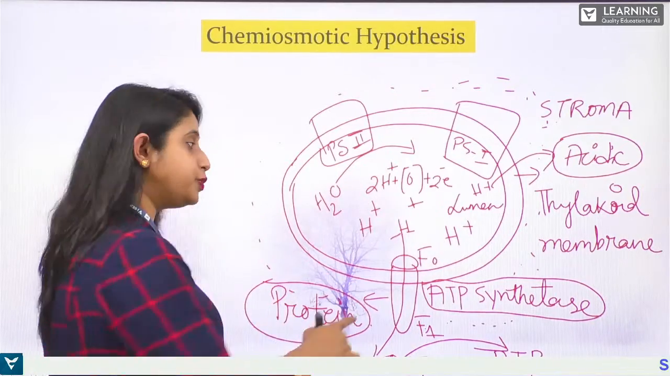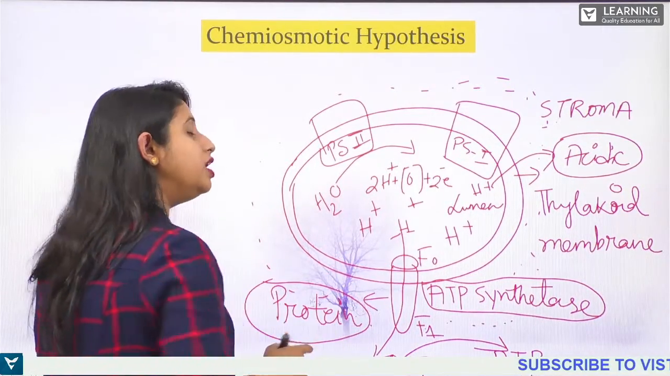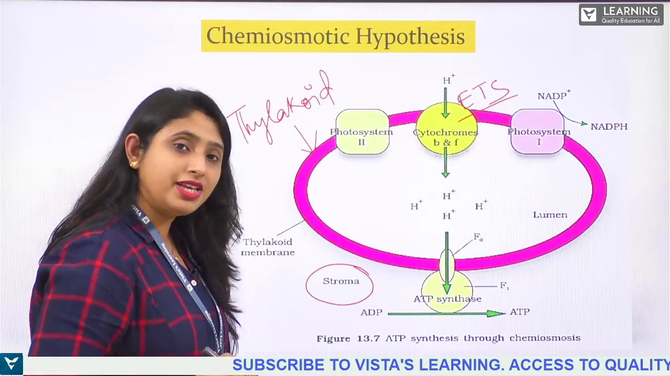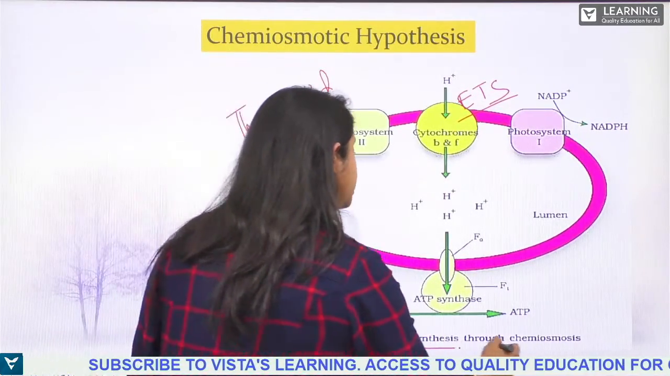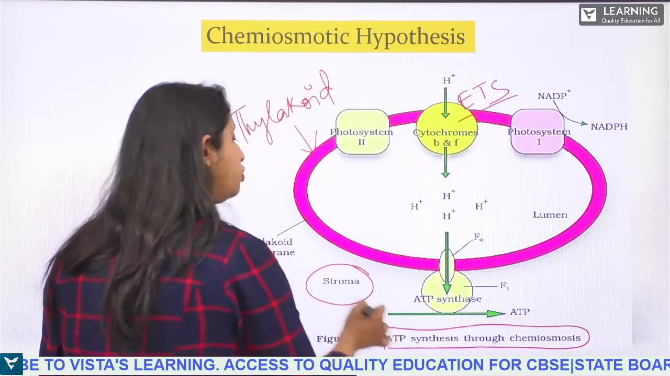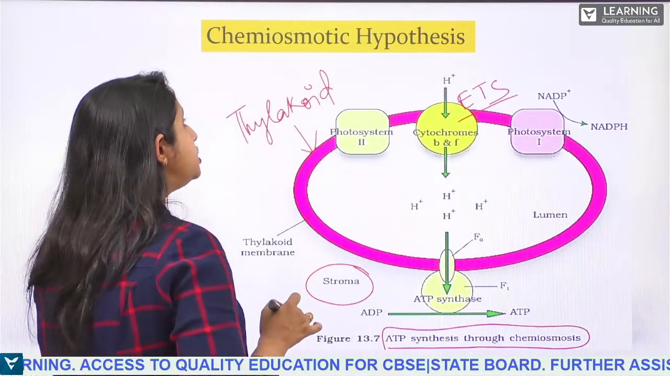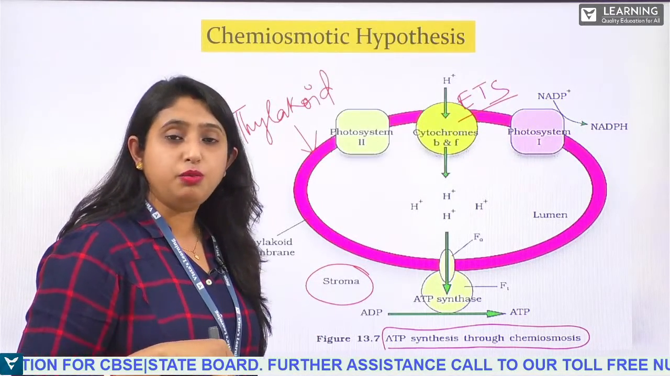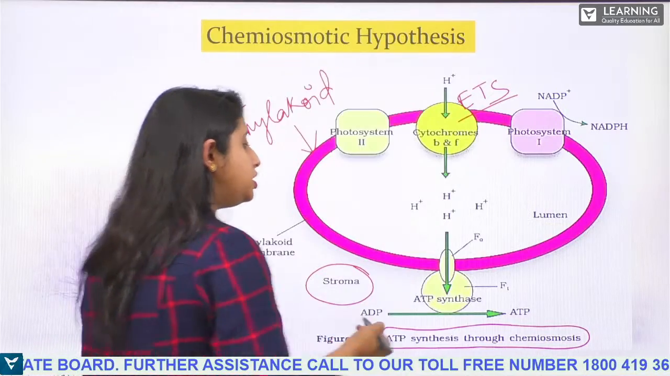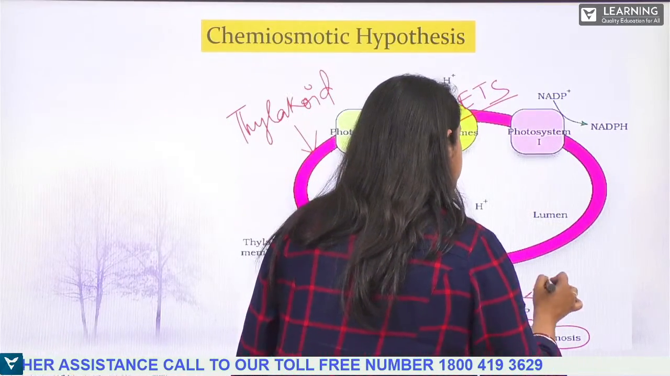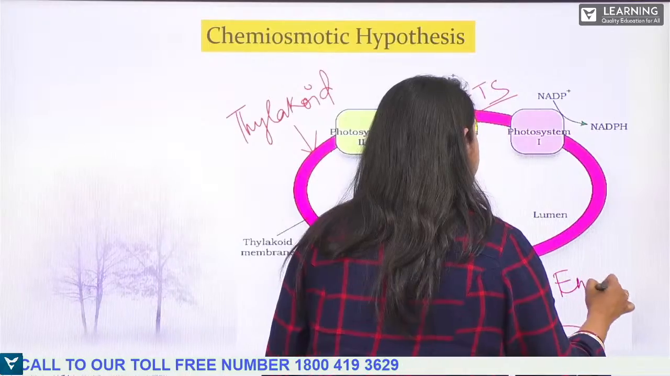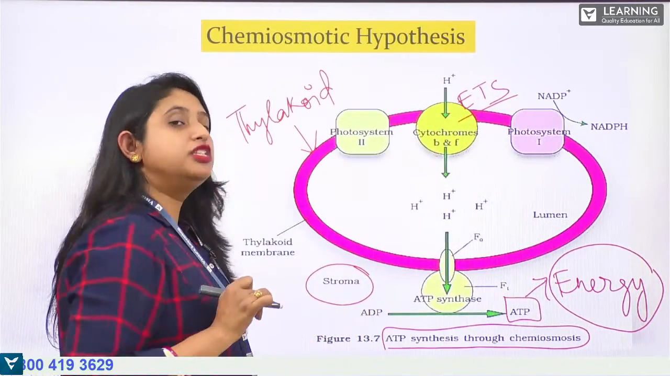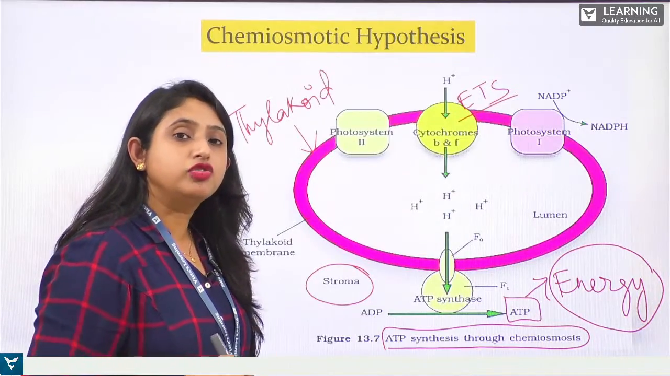Is that clear? During this process, from one ADP molecule, one ATP is being synthesized. So this is how ATP is synthesized through the chemiosmosis hypothesis, a hypothesis given by one scientist. This ATP is very much necessary for the cell to get energy. This is how ATP is synthesized after the electron transport chain.